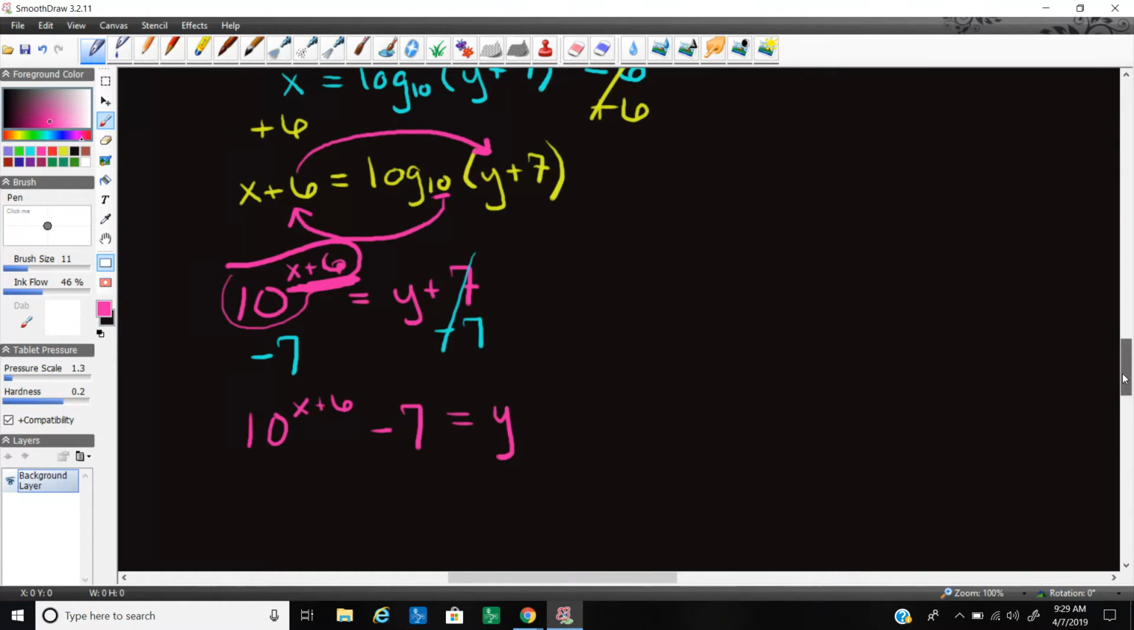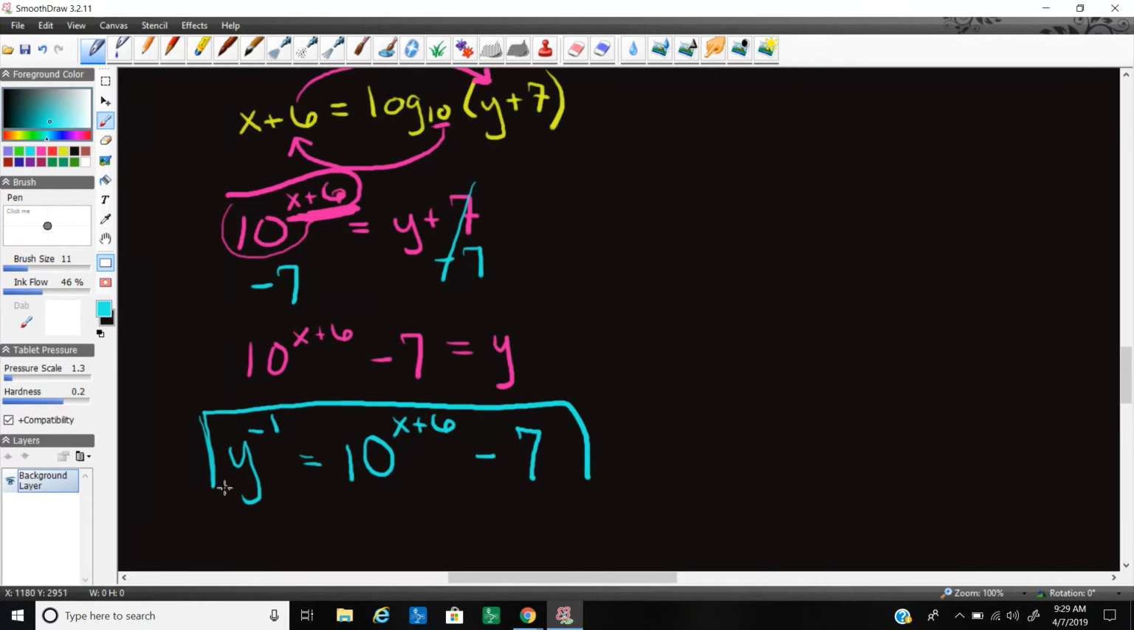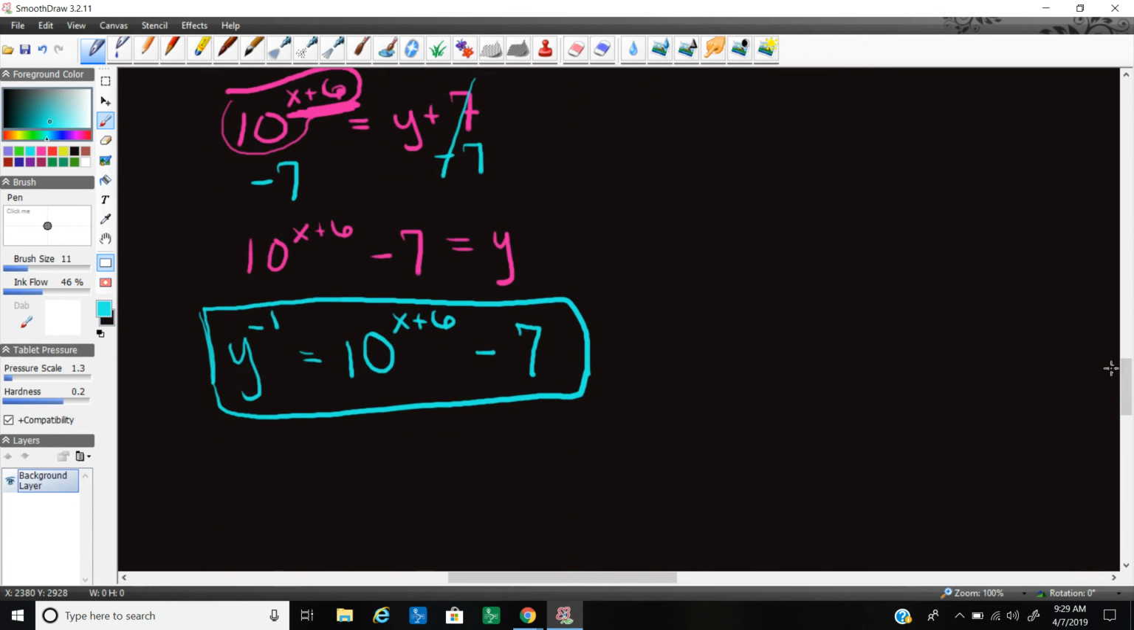We just need to rewrite it with a different name because we can't have y equals two different things. So let's go ahead and do that. We're going to have the inverse of y, which is denoted by that little -1, is equal to all of this, 10 to the power of x plus 6 minus 7. And again, comparing to the original problem, our 6 used to be negative. Up here, our 7 used to be positive. 7 is now on the outside, it used to be on the inside. And the 6 used to be on the outside, now it's on the inside. So everything is opposite. And that's it. That is how you do the inverse of a log.